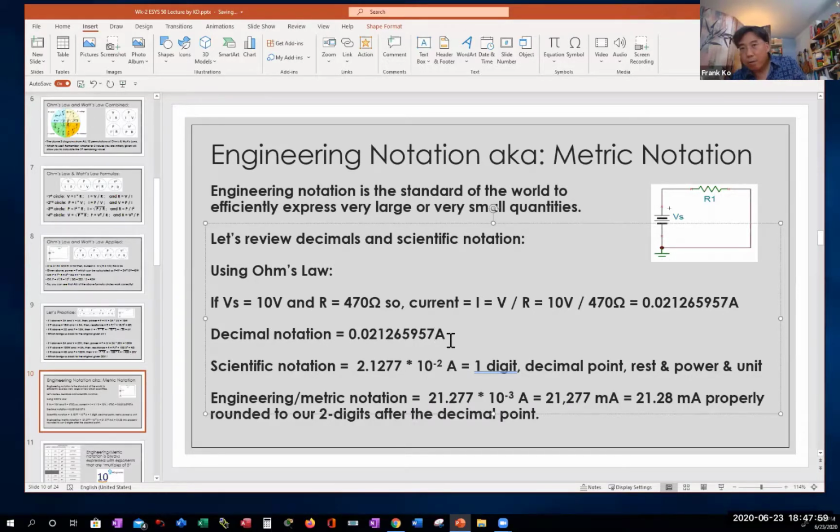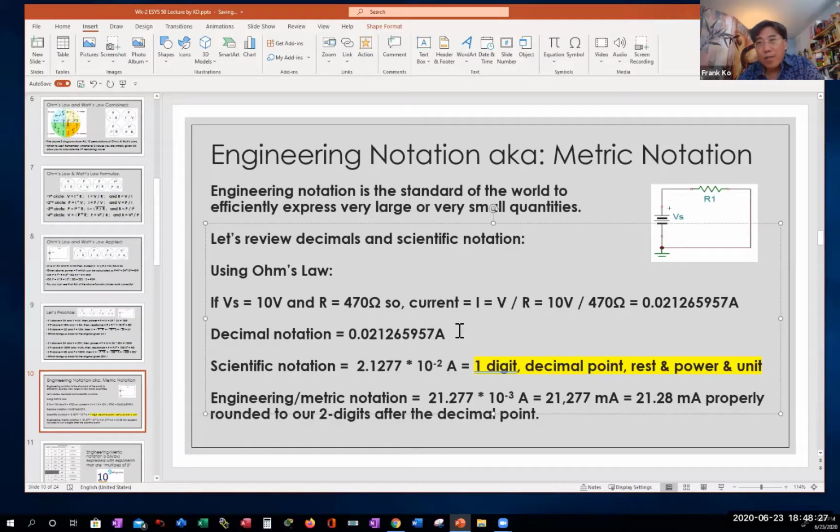In Khan Academy, you were practicing something known as scientific notation. And scientific notation is represented this way. And I'm going to highlight this in yellow. It's represented by one digit, followed by the decimal point, followed by the rest of the numbers, and then followed by the power, and then the unit.